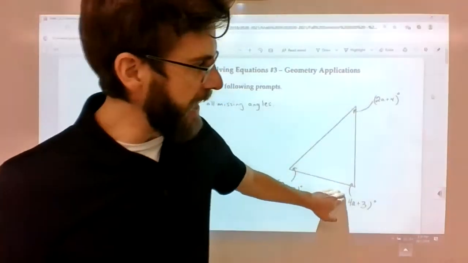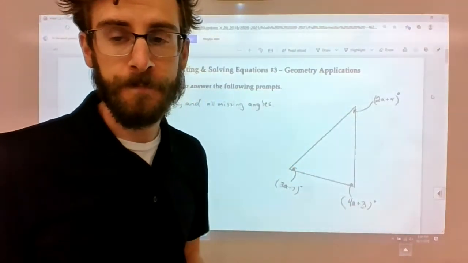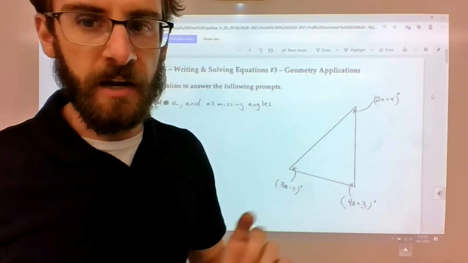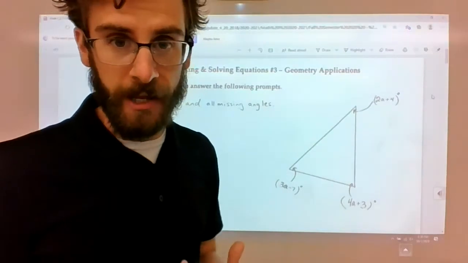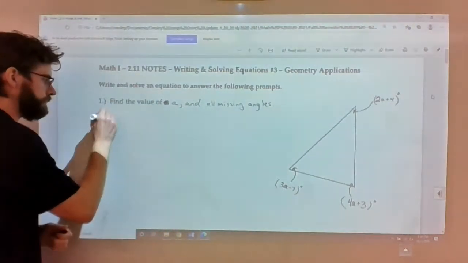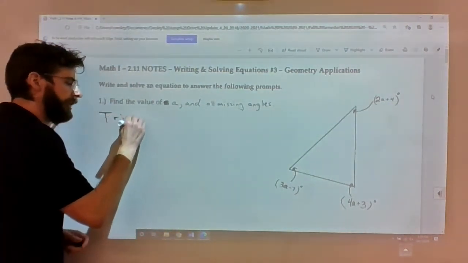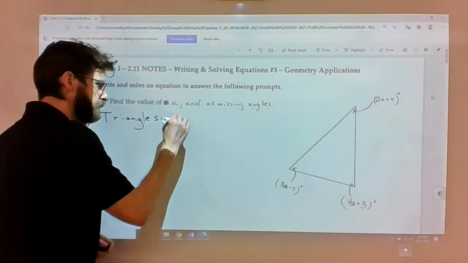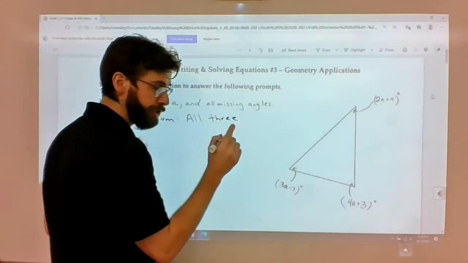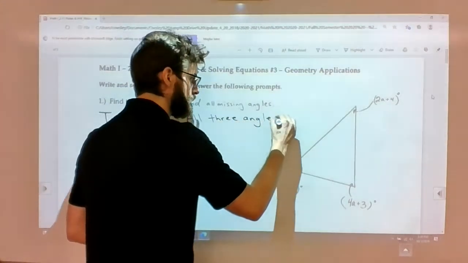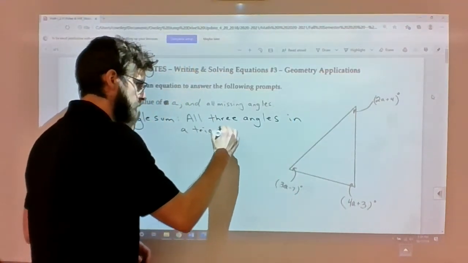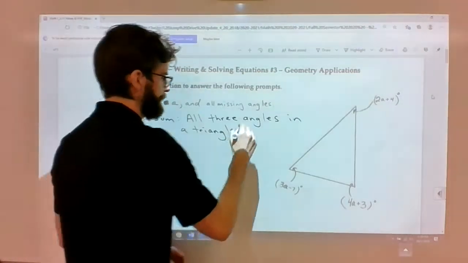in which all three angles are given variable expressions. I'm hoping you've seen this before, where you know that all three angles inside of a triangle add up to 180 degrees. That's what's called the triangle sum. So the triangle sum means all three angles in a triangle add up to 180 degrees.